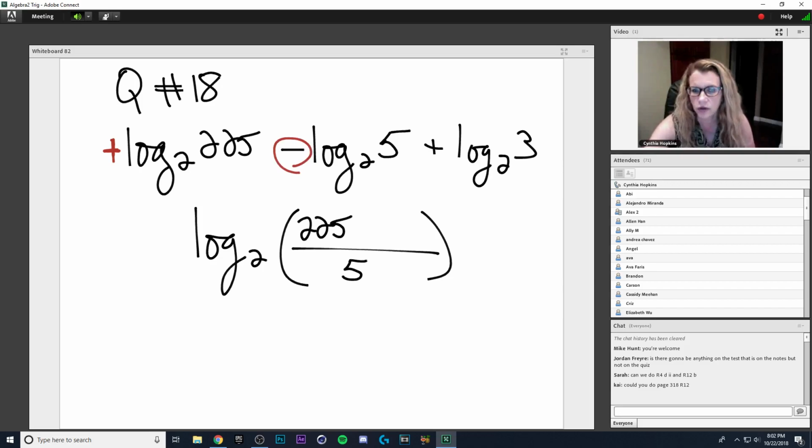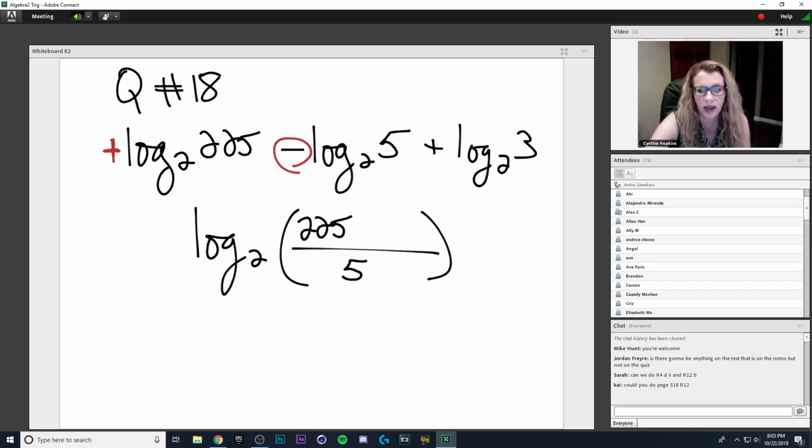Now, if I were to ask you whether 225 and 5 right now are factors or terms, if you know the difference between a factor and a term, terms are separated by plus or minus signs. Factors are separated by multiplication or division signs. And so those are factors. Everything inside your argument here will be a factor if you've done it correctly.